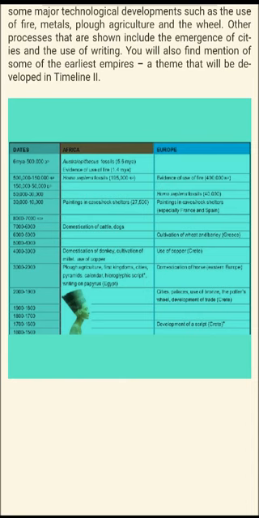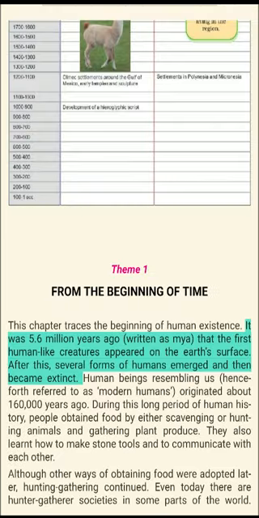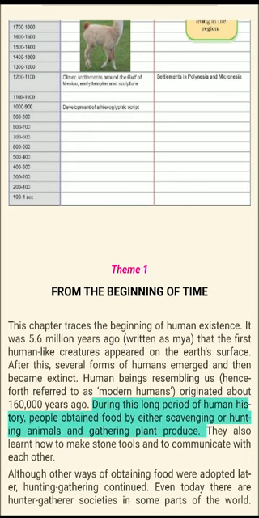Theme 1: From the Beginning of Time. This chapter traces the beginning of human existence. It was 5.6 million years ago, written as mya, that the first human-like creatures appeared on the Earth's surface. After this, several forms of humans emerged and then became extinct. Human beings resembling us, henceforth referred to as modern humans, originated about 160,000 years ago.